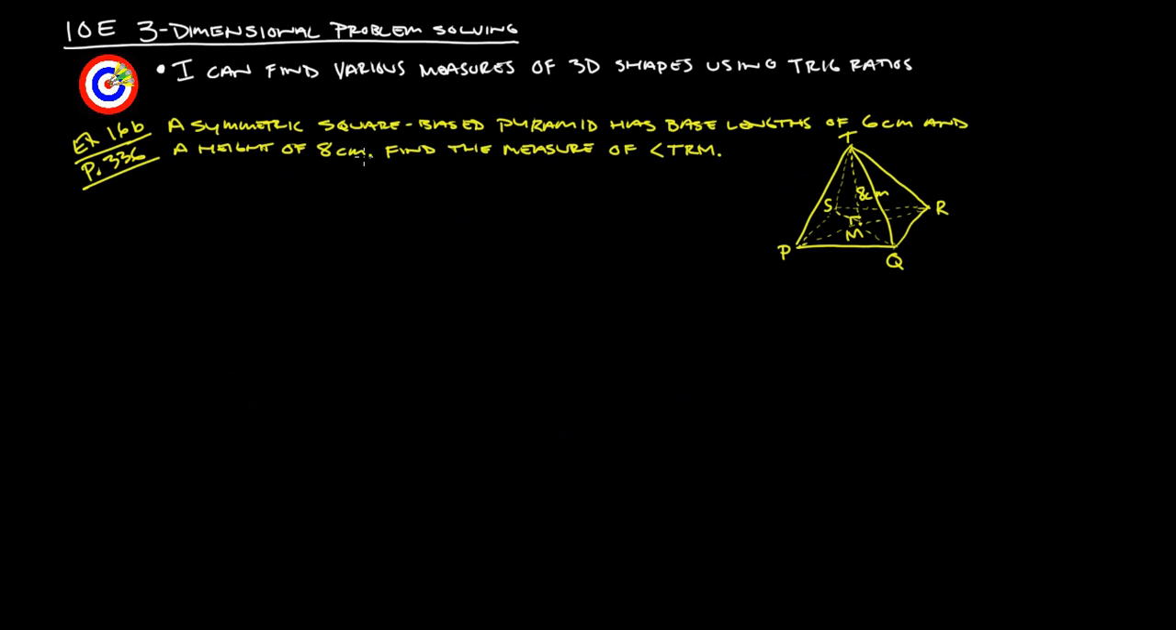A symmetric square base pyramid has base lengths of 6 centimeters and a height of 8 centimeters. Find the measure of angle TRM. So we're trying to figure out, let's see, we have from here to here to here. We're trying to figure out that angle right there, right? So let's draw that piece out here as best we can. So here's T, here's R, and here's M.